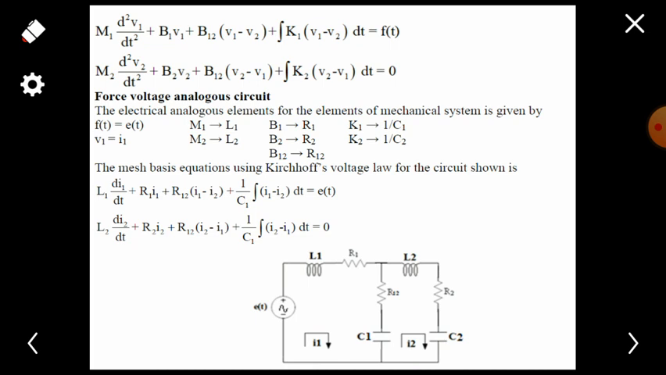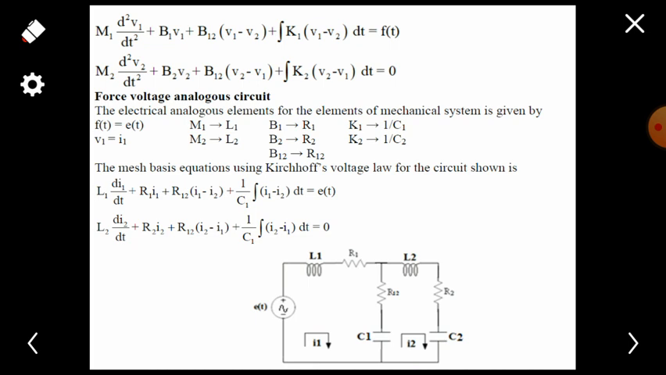For a force voltage analogous system, the electrical analogous element for the element of a mechanical system is given by force f of t is equal to E of t and v1 equal I1, m1 equal L1 and b equal R1 and k is equal 1 by c. That is, force is in terms of voltage, that is v of t, and the velocity v1 is in terms of current I, and the mass will be in terms of inductance, and the friction will be in terms of the resistance, and the spring will be in terms of the reciprocal of the capacitance.